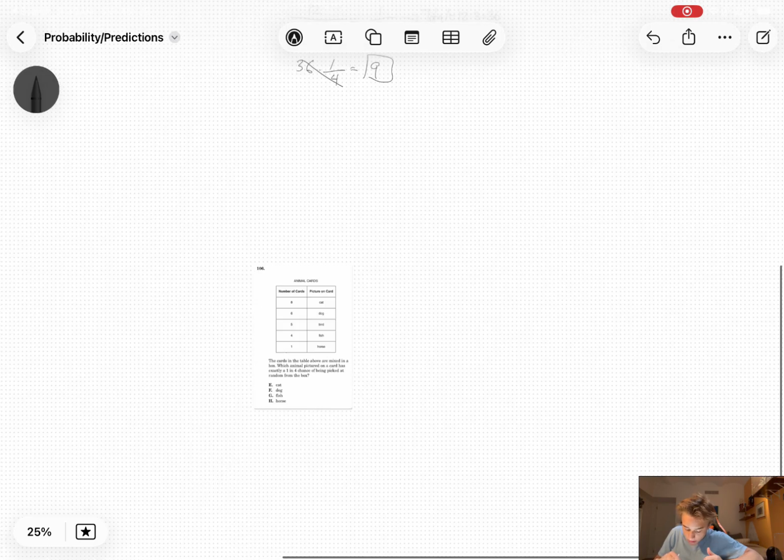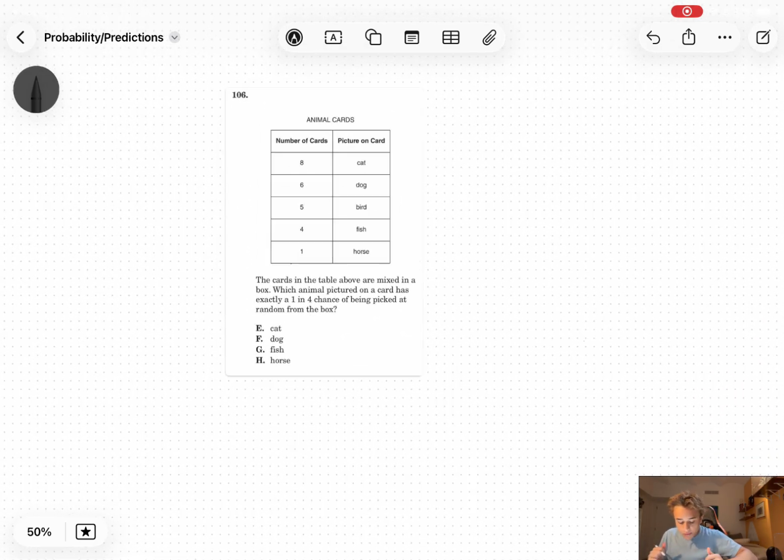Okay, so there's one more problem left. The cards in the table above are mixed in a box. Which animal pictured on a card has exactly a 1 in 4 chance of being picked at random from the box? And by the way, chance means the same as probability. So this is another way of saying, for which animal is the probability of you drawing a card with that animal 1/4. So there's a 1 in 4 chance of being picked at random from the box.